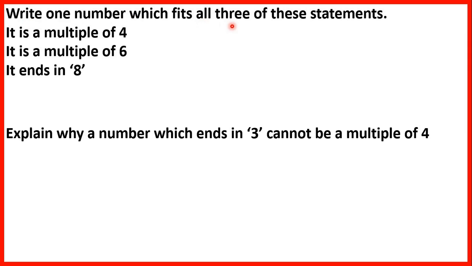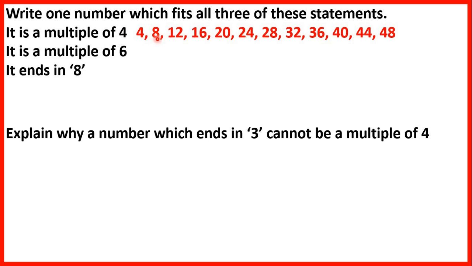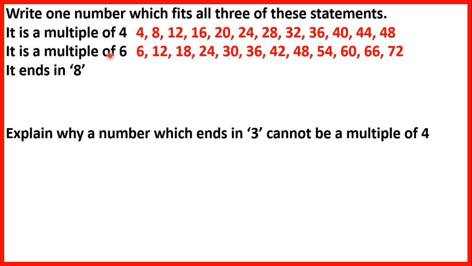Write one number which fits all three of these statements. It is a multiple of 4, it is a multiple of 6, it ends in 8. So we need to remember that a multiple of a number is in that number's times tables. So multiples of 4 are numbers in the 4 times table, and multiples of 6 are numbers in the 6 times table. Now we need a number that is both a multiple of 4 and a multiple of 6, so we need a common multiple of 4 and 6 that also has to end in an 8.